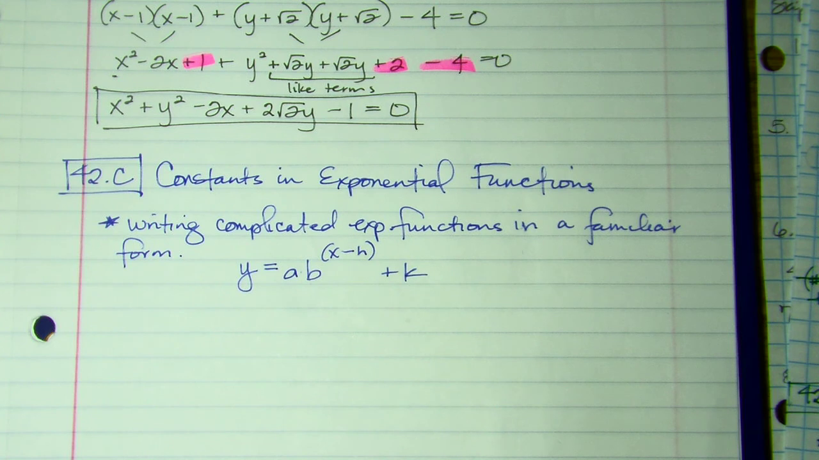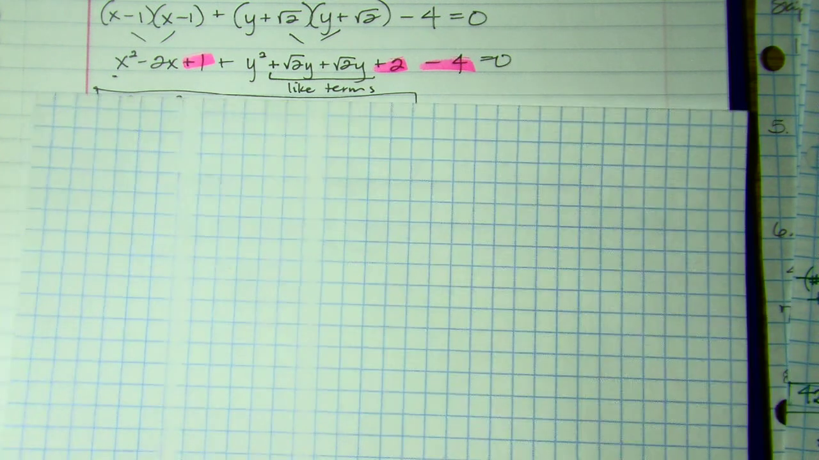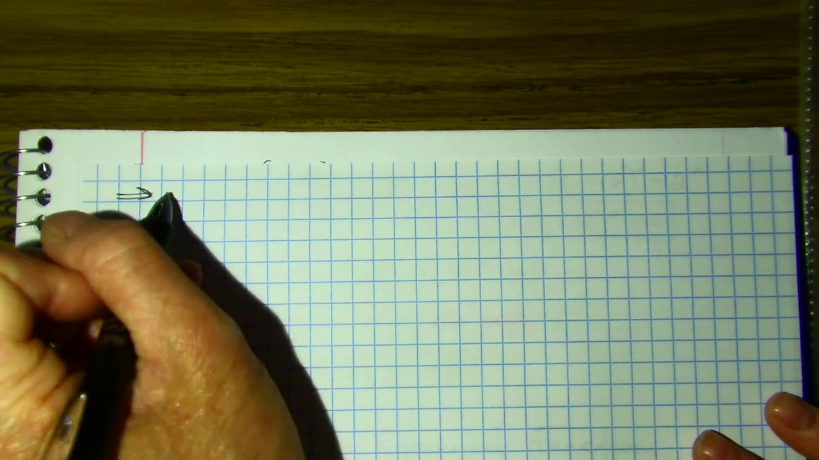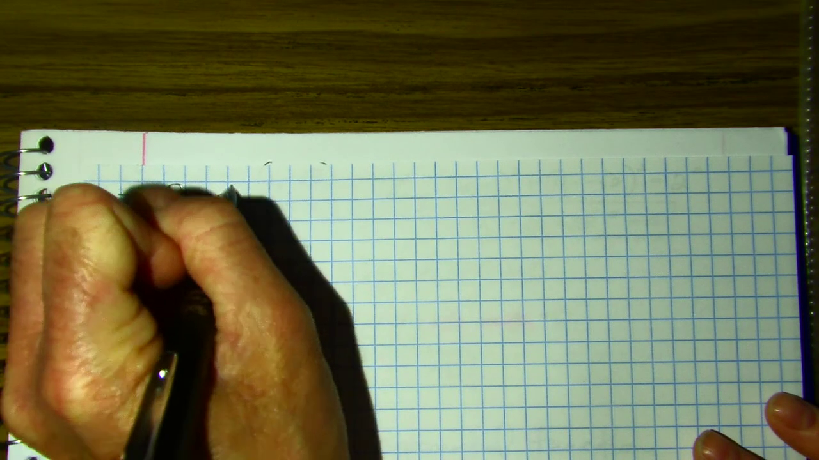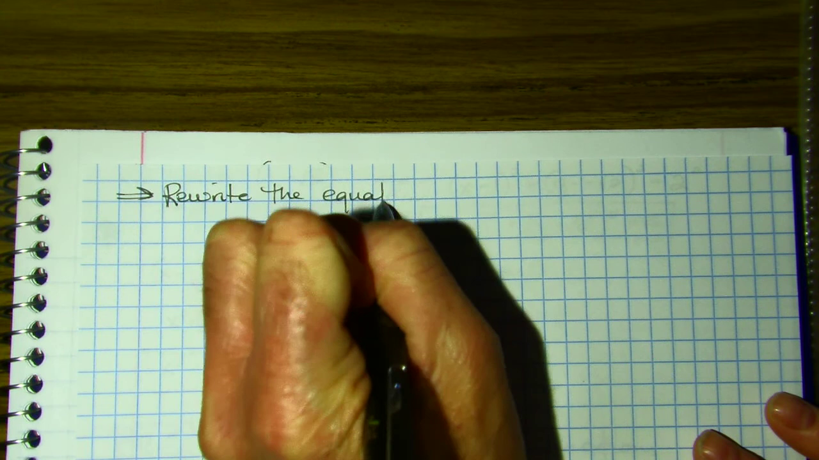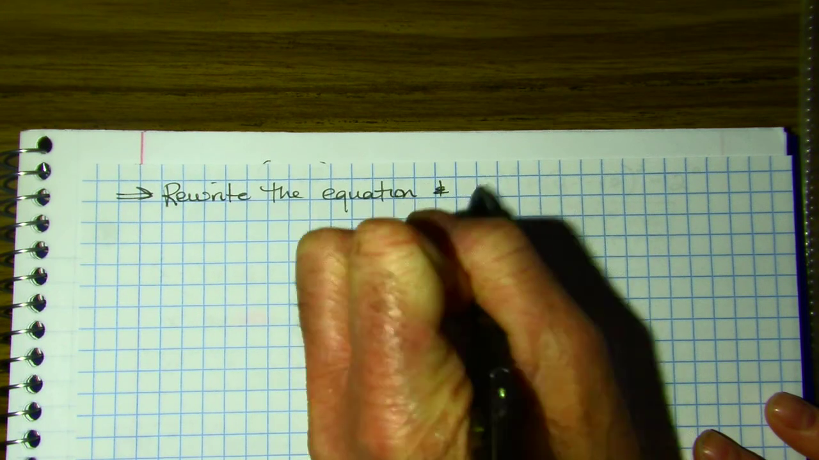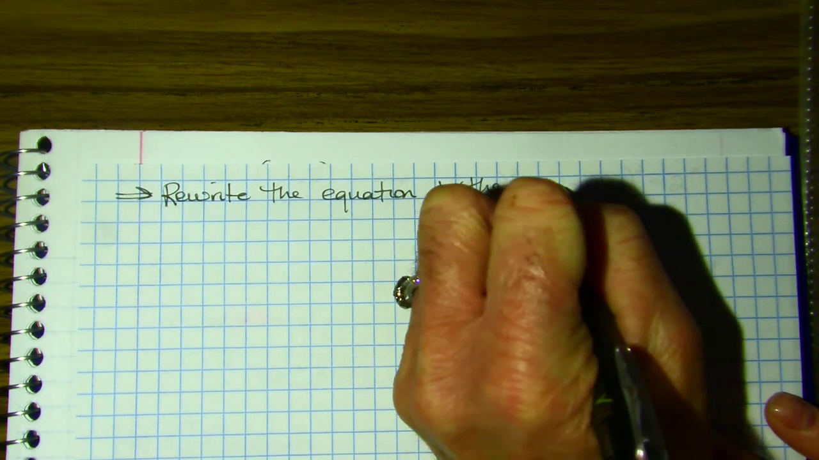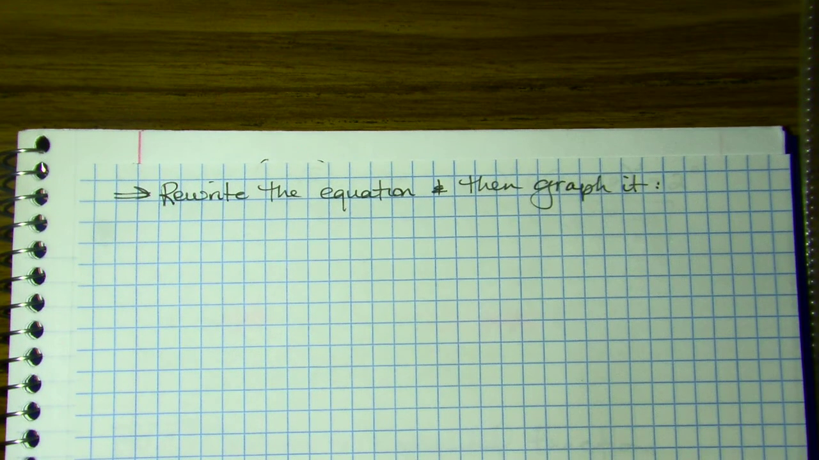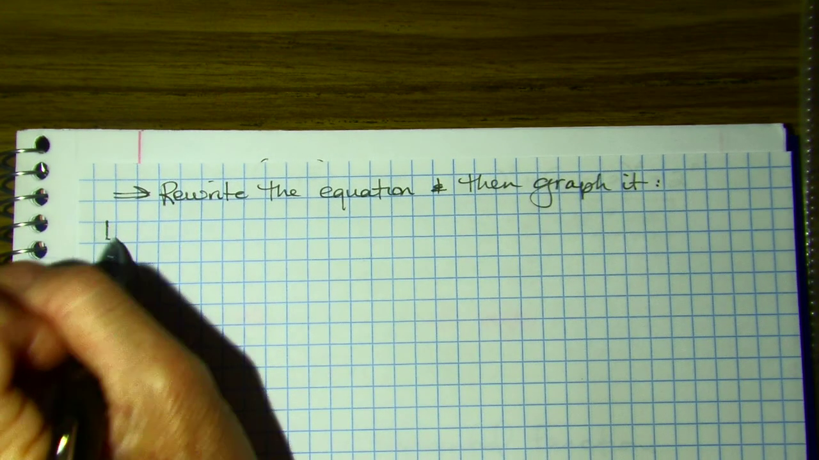So I'm going to do a few with you. We are going to rewrite the equation and we are going to graph the function. And so that is what I'm going to write at the top. That is the directions for all of the following problems. We are going to rewrite the equation and then we're going to graph it. All right, so number 1.